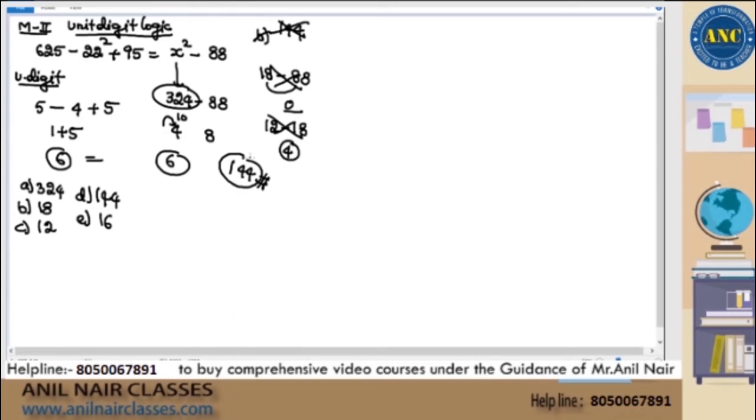Method 1 is perfect square logic. Method 2 is unit digit logic. Method 3 is depending upon the question. These are all the tools which you will use to get the answer fast. Digital sum logic. Sometimes if digital sum gives you more than one answer, you will go to unit digit. If unit digit is giving you more than one answer, like this question, you will go to digital sum logic.